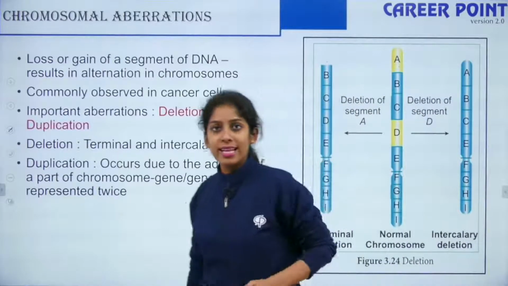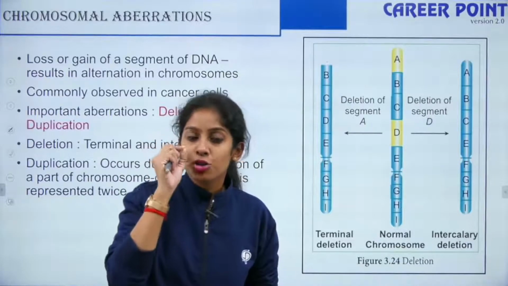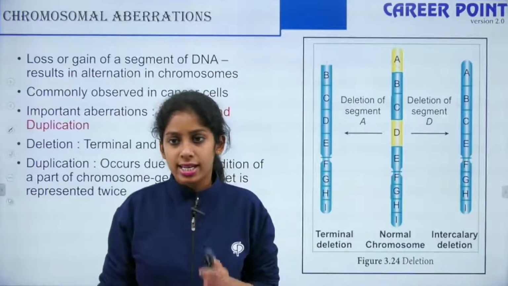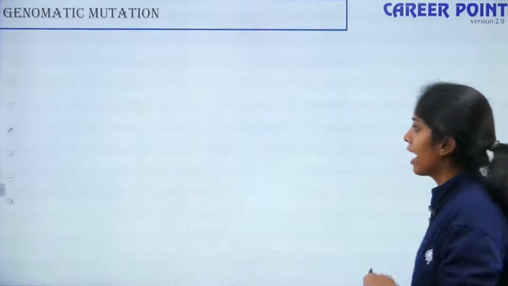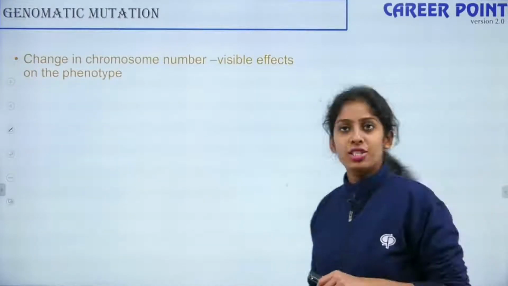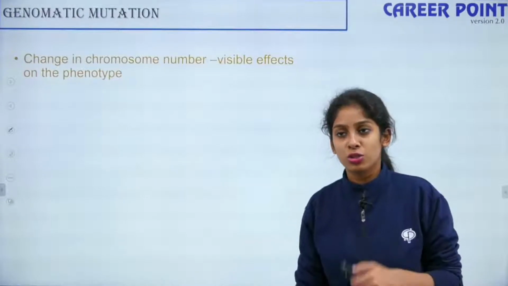So always it's very clear, right? So small things make big difference. So one small change in a single base pair in your DNA can change the complete phenotype, right? Fine. So what are genomatic mutations? A change in the chromosome number where we have visible effects on the phenotype.